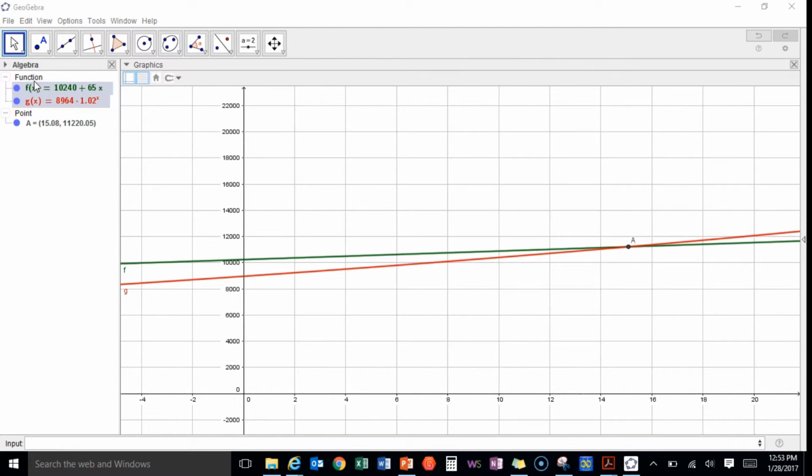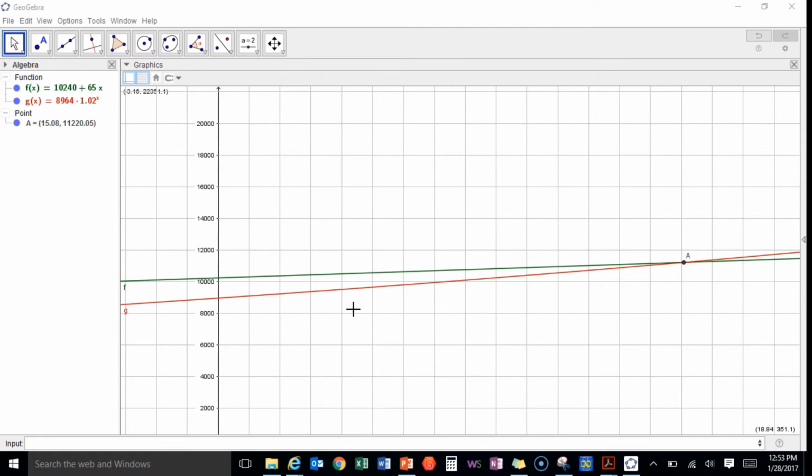So I've already input my two functions, my f of x and my g of x, and then I changed my x-axis to go from 0 to 20 and my y to go from 0 to about 20,000 or so. And then I used the point tool to select both lines and click a point and see that they cross at about 15 years, approximate population of 11,220.